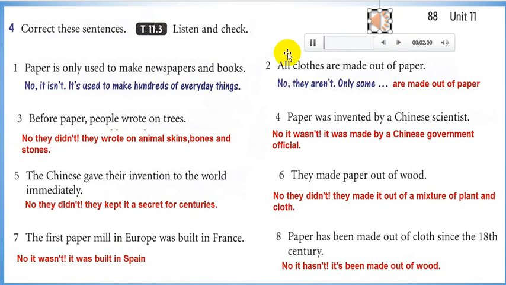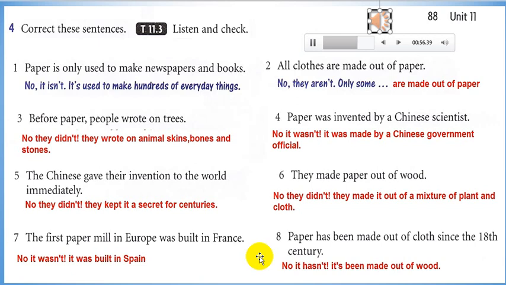Tape script 11.3. 1. Paper is only used to make newspapers and books. No, it isn't. It is used to make hundreds of everyday things. 2. All clothes are made out of paper. No, they aren't. Only some are made out of paper. 3. Before paper, people wrote on trees. No, they didn't. They wrote on animal skins, bones, and stones. 4. Paper was invented by a Chinese scientist. No, it wasn't. It was invented by a Chinese government official. 5. The Chinese gave their invention to the world immediately. No, they didn't. They kept it secret for centuries.